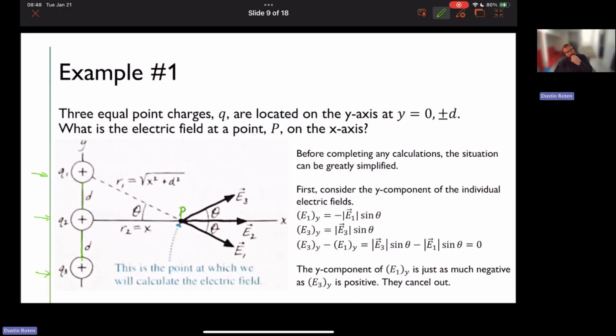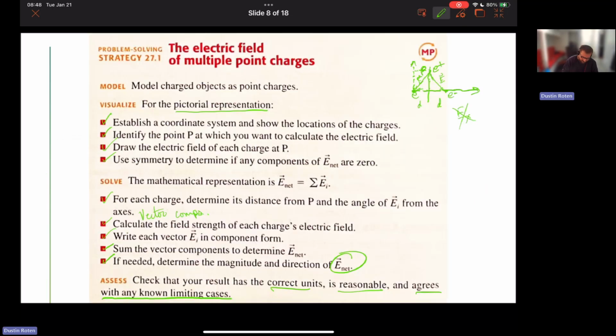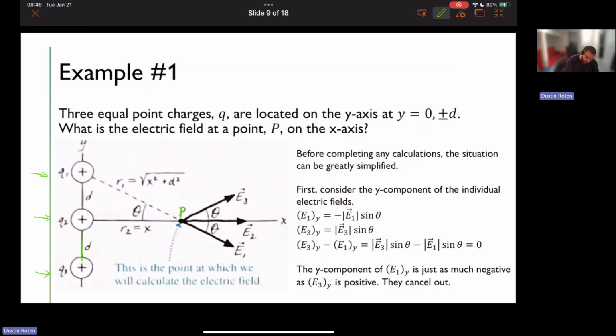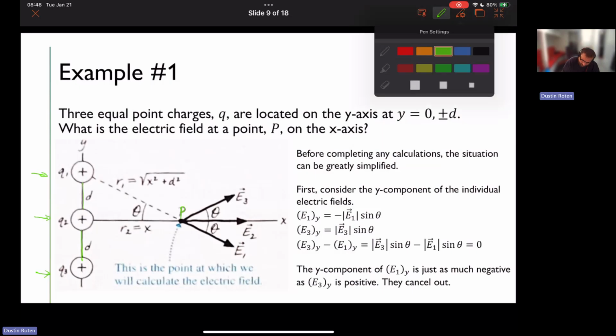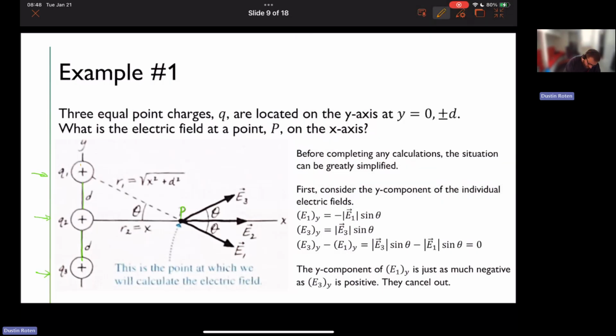All right, well, we can go through those previous steps. We have the pictorial representation. What's next? We need to identify P. We did that. Now we just need to draw the electric field of each charge at P. Okay? Well, we know that the electric field is going to be positive. It's coming away from the charges, both charges. So we have, we'll say Q1, we'll do an orange. Q1's electric field is going to point down and to the right at point P. Remember, we're talking about the point here. Don't get confused by where the vector is pointing.